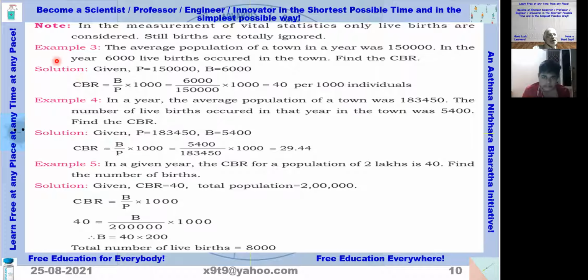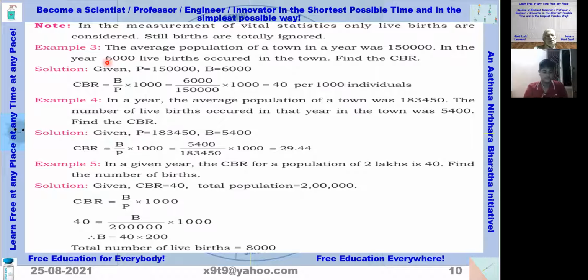Example: the average population of a town in a year was 1,50,000. In the year, 6,000 live births occurred in the town. Find the CBR. So you write down this problem.